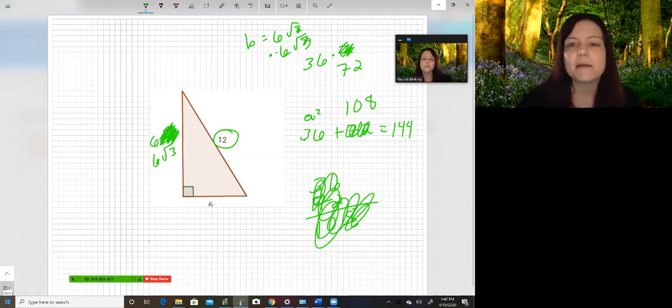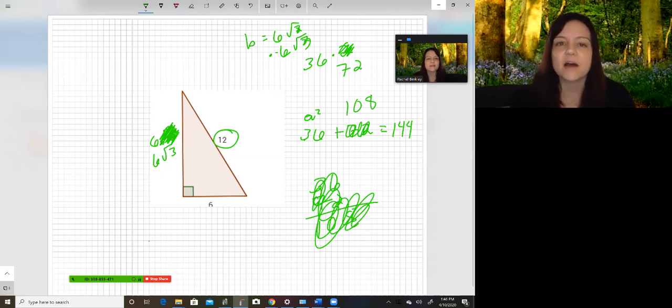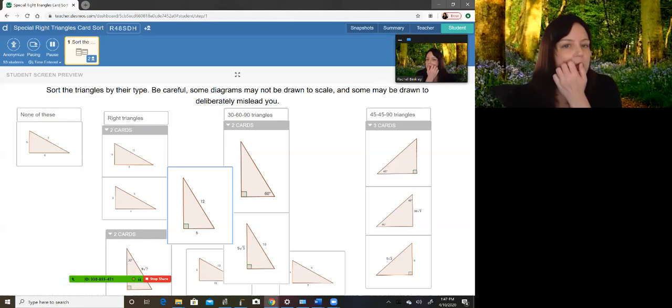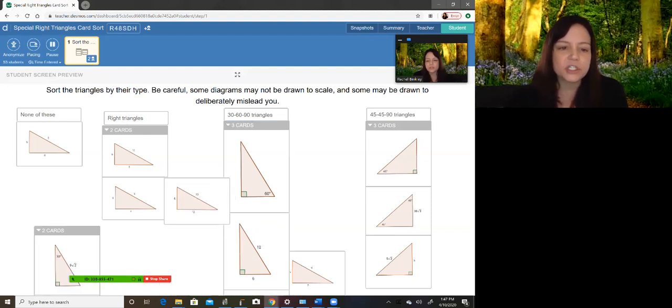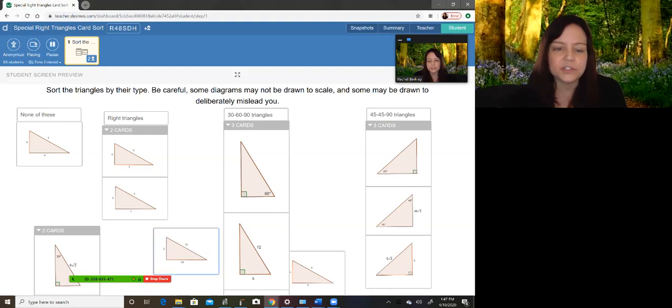So my bad with that. And if I knew how to go back and erase that part of the video, I would, but you guys are just going to have to realize that I went too fast and I was wrong. So this is a 30, 60, 90, and we were able to check it, but remember it's 6 root 3. And that goes there. So there are just a couple more you guys need to figure out, which I think you will be able to do.